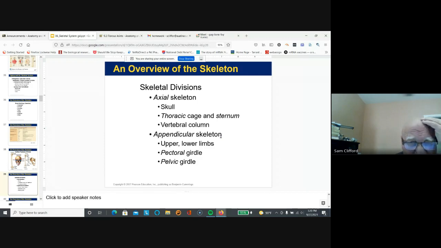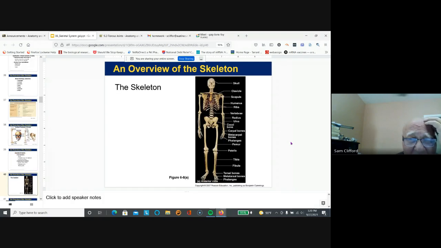The axial skeleton is the skull, thoracic cage, and vertebral column. Everything else, all the limbs, the pectoral girdle, and the pelvic girdle, those are the appendicular skeleton. So the skull, rib cage, and spine, that's the axial skeleton. The appendicular skeleton is all the limbs and the pelvis and so on. We'll talk about a joint coming up.